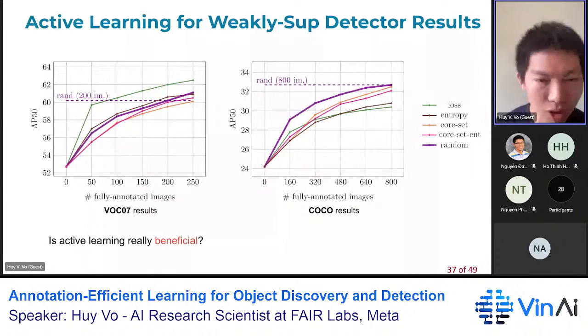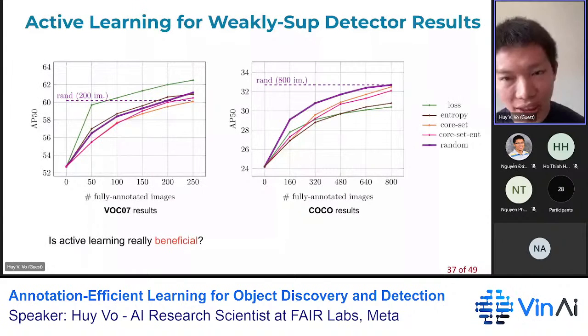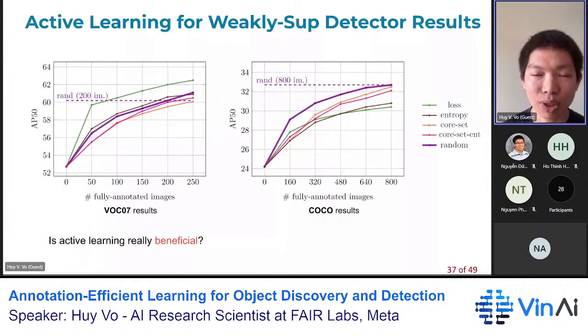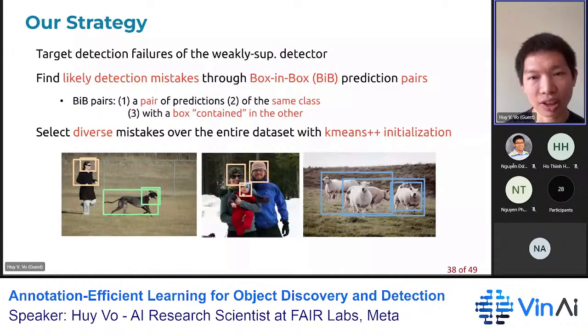But we think that this is because the existing active learning strategies in the literature are not designed specifically for this task, which is a new task that we propose. So we also propose a new active learning strategy that is designed specifically for our pipeline and that targets the failures of the weakly supervised object detector. The idea is simple: we find images where the weakly supervised object detector fails, and we select these images to send to human annotators. But what is not trivial is how to find these images, because we have no access to ground truth annotations with boxes.